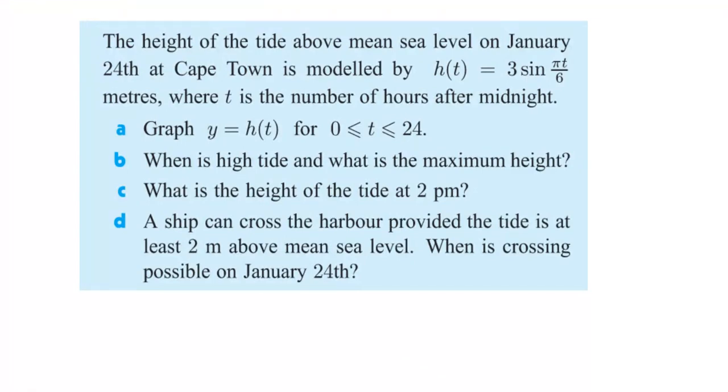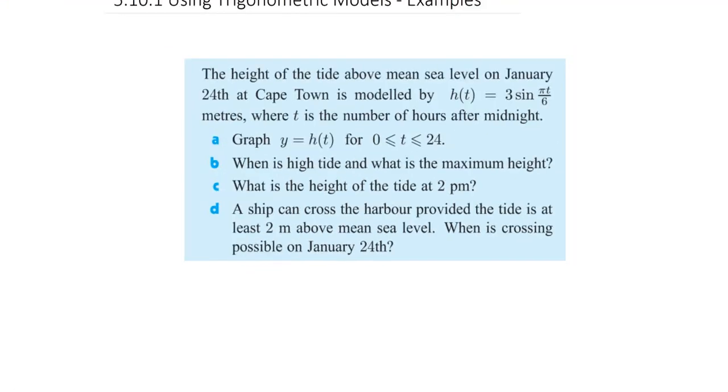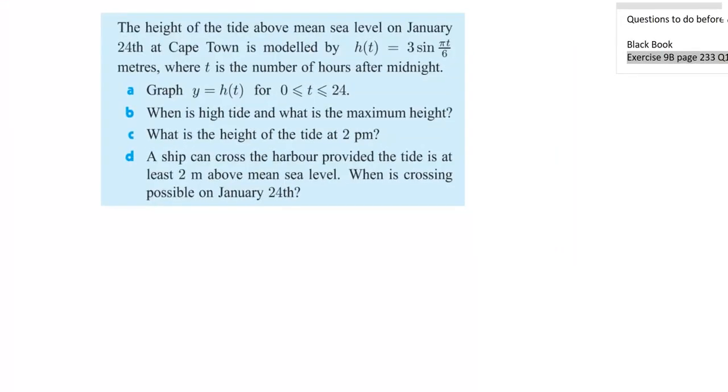Right, the height of the tide above mean sea level on January the 24th at Cape Town is modelled by h of t is equal to 3 sine pi t over 6, where t is the number of hours after midnight. So we're going to first of all graph it in part A for t being between 0 and 24. Okay, so we need to take some information out of this so we can draw our graph.